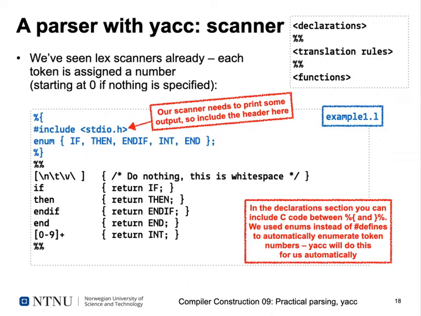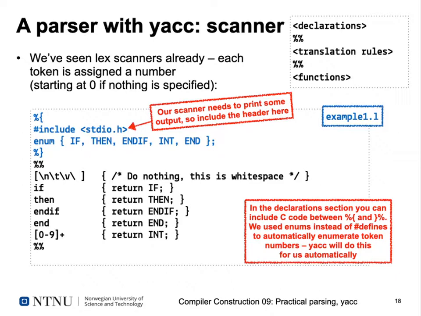And of course, we know that for simple tasks like scanning, we can use generators. So we've already seen lex scanner generators. And we know in a lex scanner, each token is assigned a number, starting at 0 if nothing is specified. So this was one of the lex scanner examples here.